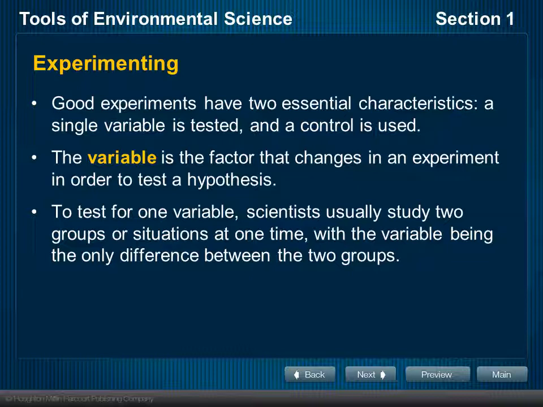To test for one variable, scientists will study 2 groups or situations, the variable being the only difference between the 2 groups. So it's the one thing we're changing. Temperature can be a very common, very easy variable to change. You want to see, do these plants grow better at an average tropical temperature or an average Arctic temperature? Or you could make that variable and change it on a gradient. So you run 10 different groups all at the same time, but at 10 different temperatures. So you see what we mean about changing, that's the variable. In that example, temperature is the variable.